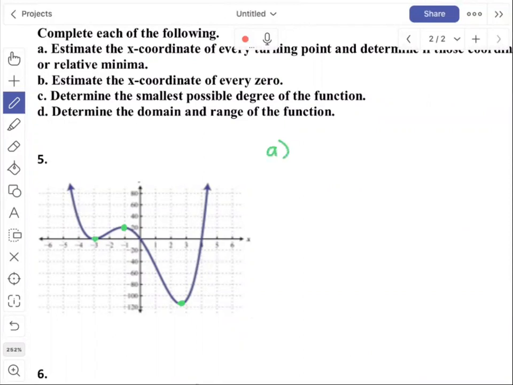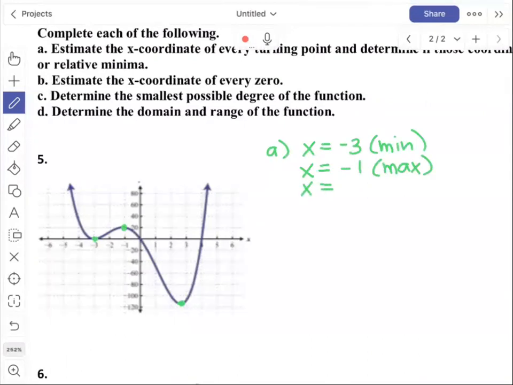So then I have x is -3 is a relative minimum. X is -1 is a max. And x is a little shy of 3, so I'll say 2.8 is a minimum. And we're just approximating. So if you put 2.9, 2.7, 2.6, any of that is fine.